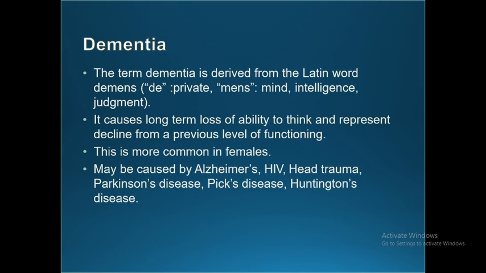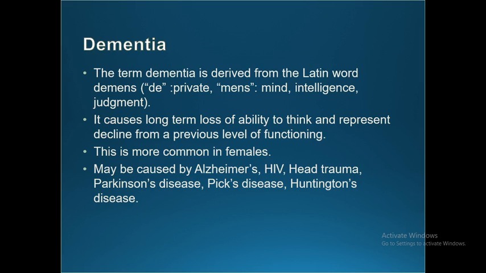Right. Then the next disease we're going to discuss is dementia. As soon as we say dementia, what comes to your mind? Yes, memory loss. Let's see what dementia is. The term dementia is derived from the Latin word demens, or "deprived of mind, intelligence or judgment." It causes long-term loss of ability to think and represents a decline from a previous level of functioning.